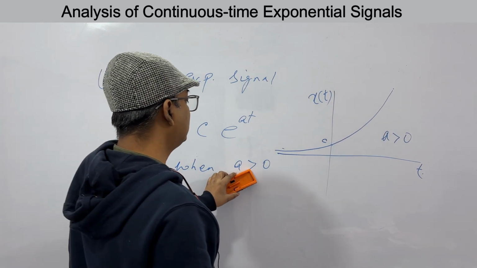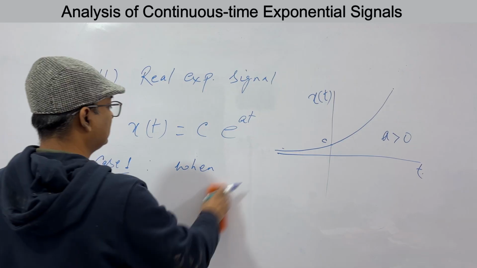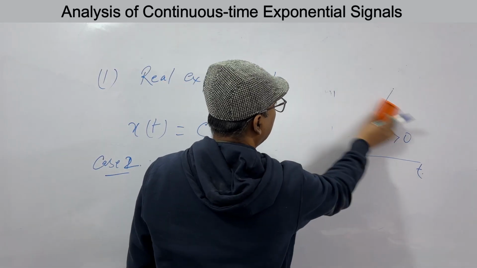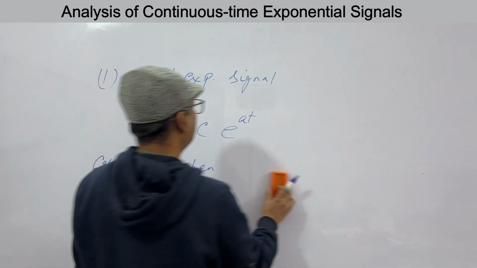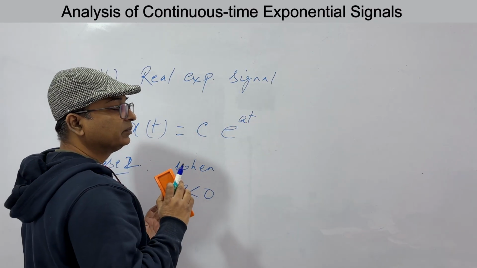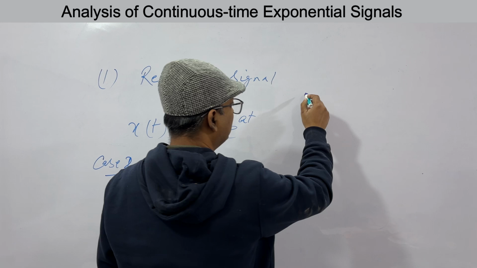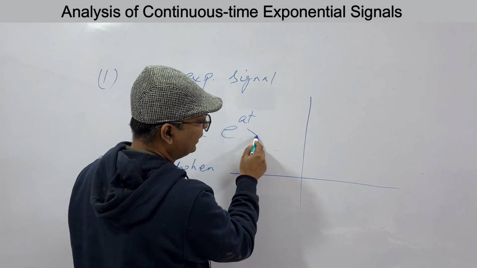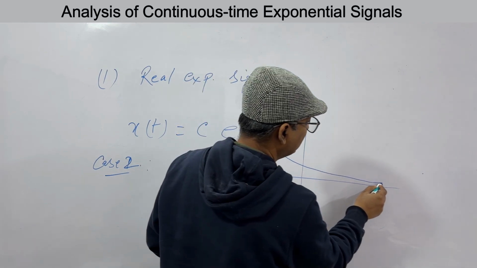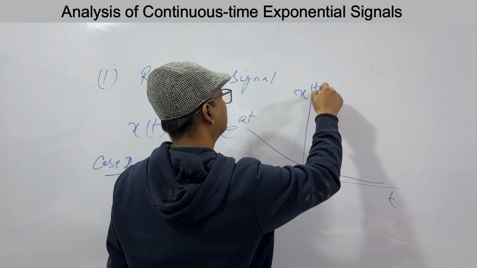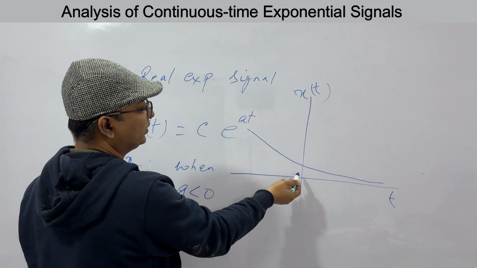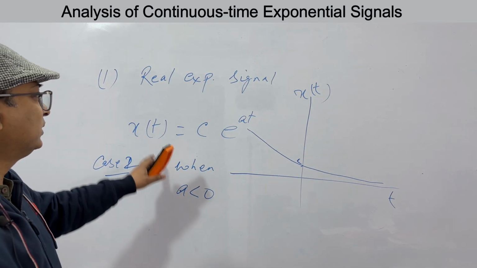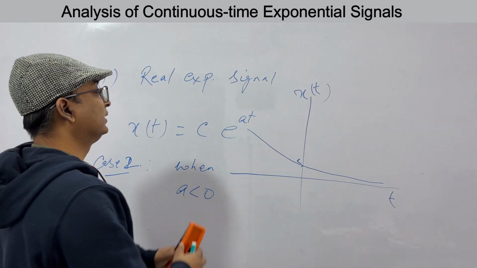Second case is when a is less than 0. See, when a is less than 0, then this c e to the power minus at will be like c e to the power minus bt. Let's say it is minus b. Then it will be exponentially decreasing. That is, like here we have this signal and then it will decrease. So this is the second case. And at t equal to 0, this will be c. So when a is less than 0, our signal will be exponentially decreasing.